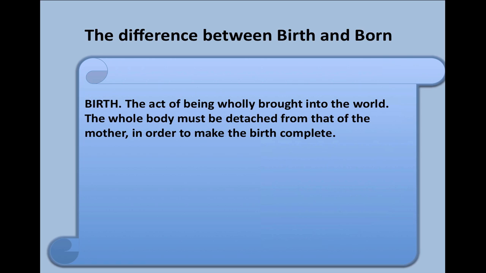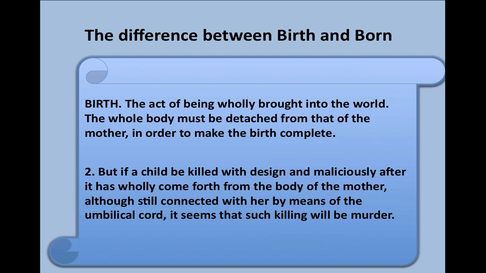Birth, the act of being wholly brought into the world. The whole body must be detached from that of the mother in order to make the birth complete. But if a child be killed with design and maliciously after it has wholly come forth from the body of the mother, although still connected with her by means of the umbilical cord, it seems that such killing will be murder. It's a bit strange. That may take a bit more looking at, but there may be something in it.